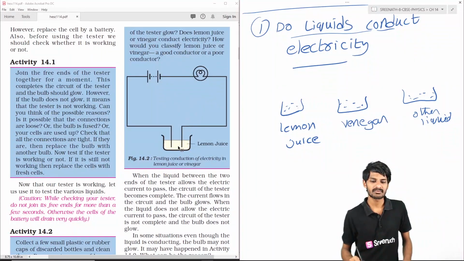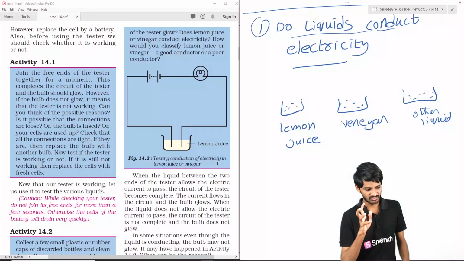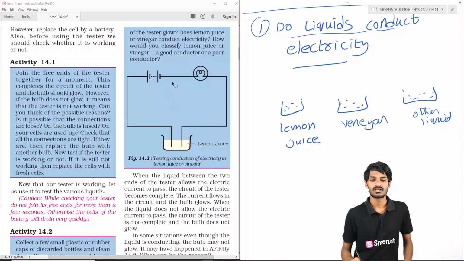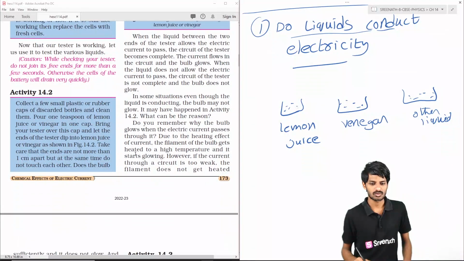If you place different liquids, students, sometimes the bulb will glow very brightly, and sometimes it will glow dimly. All of this happens. Whenever the light glows, we can conclude that the liquid is a good conductor. Whenever the light does not glow, it is a poor conductor. That is our final conclusion, students.